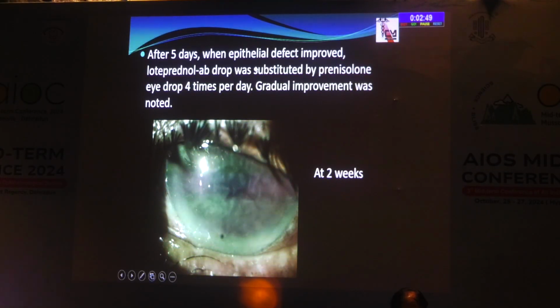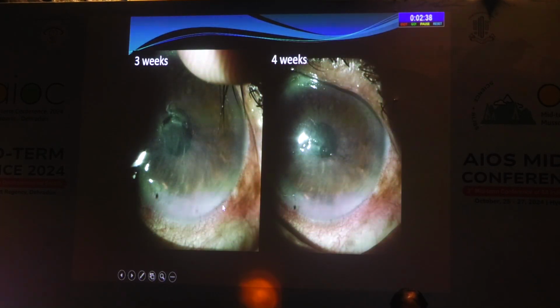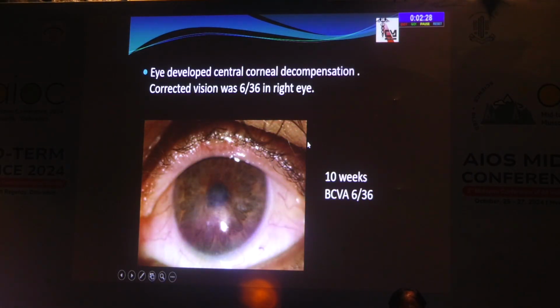After 5 days, when the epithelial defect improved, the loteprednol antibiotic drop was substituted by prednisolone, with gradual improvement. At 2 weeks we can see that hypopyon has completely gone. It was a very slow improvement, because mostly what I have read in literature, it improves in 2 to 3 weeks, but because there was so much inflammation, at 3 weeks the picture was something like this, and at 4 weeks it is slightly improving. At 10 weeks, we find a corneal opacity, central corneal decompensation, and corrected vision came to be 6/36 with minor correction.